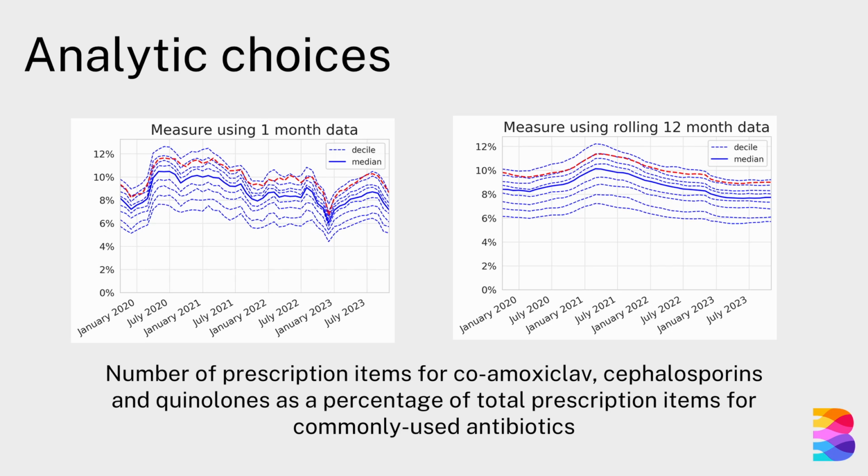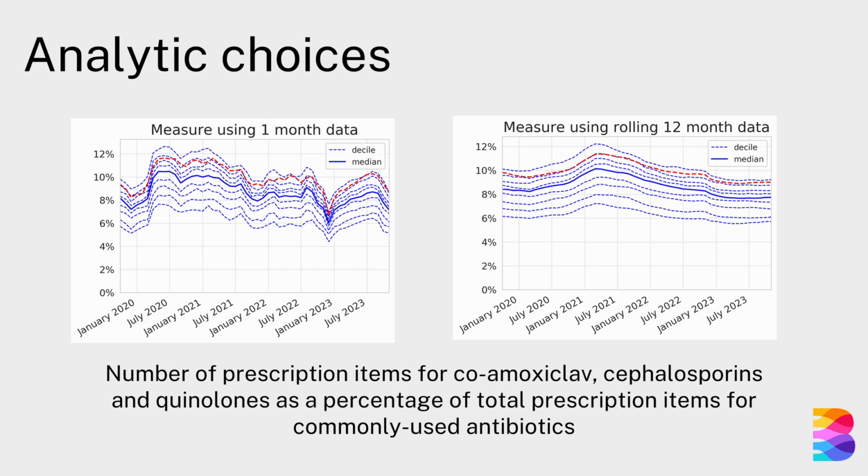This is quite a nice example. This is looking at the percentage of broad spectrum prescriptions, so co-amoxiclav, cephalosporins, and quinolones, as a proportion of all antibiotics prescribed. When you look at it per 12-month rolling, you can see gentle increases and decreases, whereas if you look at the monthly data, you can see things like this really sudden change that happened here.